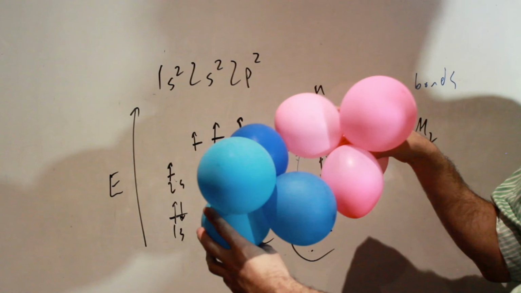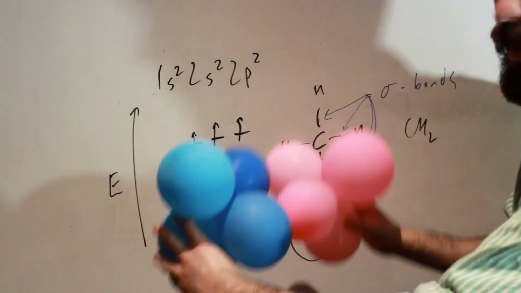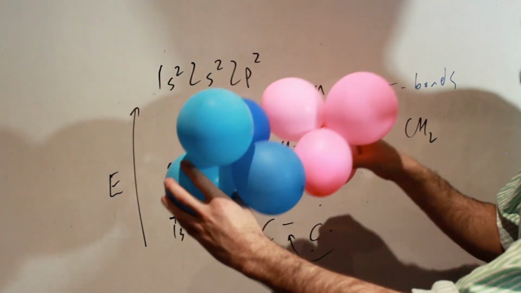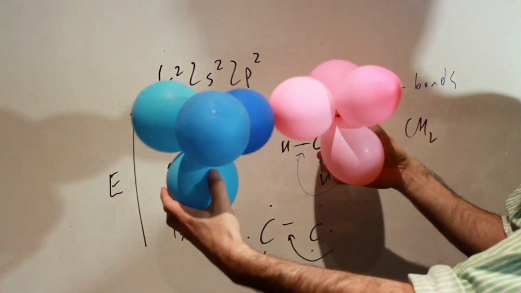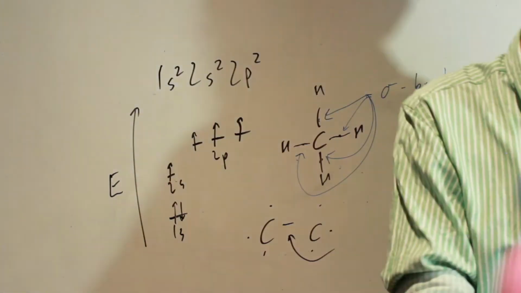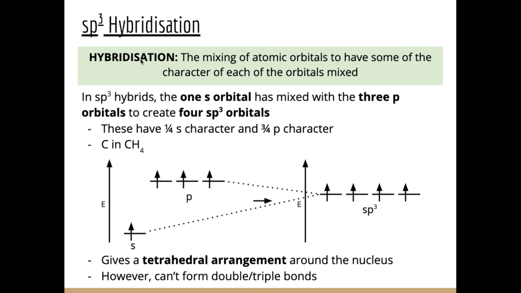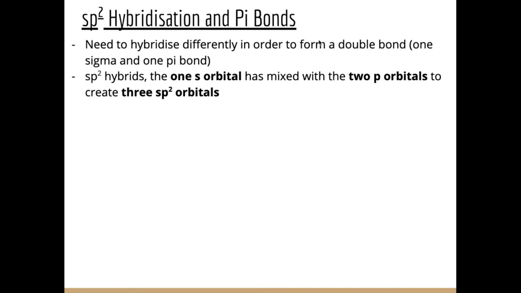This is too high energy because all these electron clouds, I don't have enough hands, all these electron clouds are repulsing each other. So we can very happily form a sigma bond, but if we want to form a double or a triple bond, what has to happen is we have to have a different kind of hybridization that will allow that to occur. So this is where we get our formation of our pi bonds. We need to hybridize differently in order to form a double bond. So we still have one sigma bond, but now we have one pi bond.